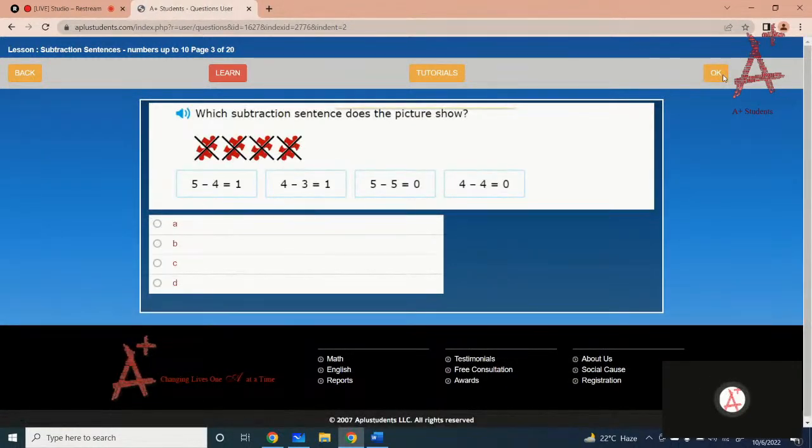Okay. Which subtraction sentence does the picture show? Which one is the correct option? A, B, C, or D? In total, you have four pictures, and out of the four, all of them are crossed out. That means it is 4 subtract 4. And the one we're left with is... the correct option is option number D. Very good. 4 subtract 4 is 0.